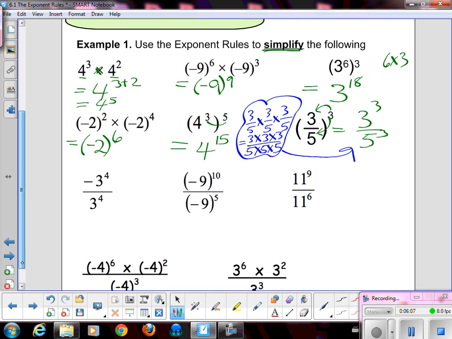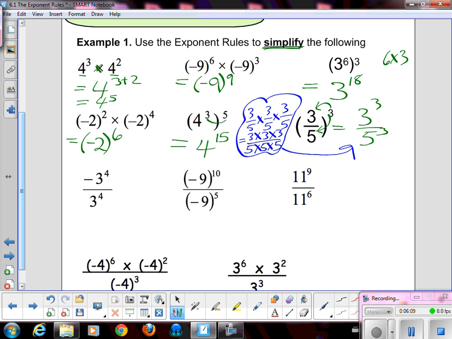Okay, now the next one. Notice this time we have a negative here. So it's not a -3 base. My base actually is 3. Okay, 3 to the power of 4 over 3 to the power of 4 is the same as, now remember, we still have a negative in front of there. Equals negative 3 to the power of 4 minus 4, which is 0. And anything to the power of 0 is another exponent law that hopefully you remember is 1. So my final answer is -1.